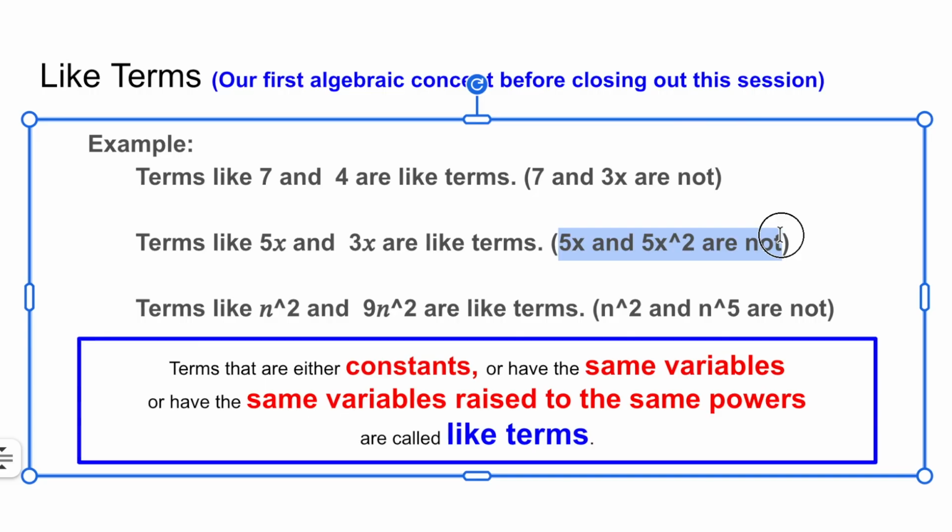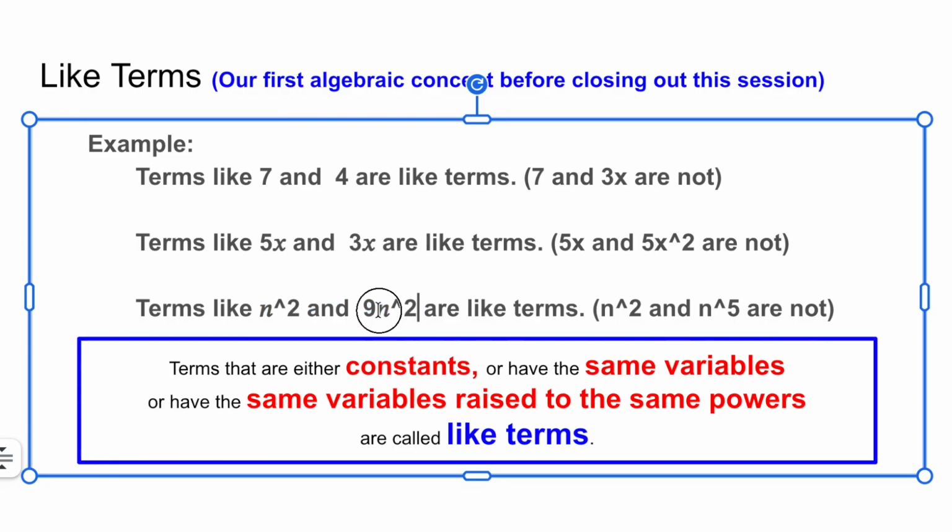Try to understand this. We'll see a lot of examples, don't worry about it. But here you have to clearly understand what are like terms. N raised to the power 2 and n raised to the power 2 are like terms, but n raised to the power 2 and n raised to the power 5 are not like terms. The variable has to be the same, the exponent also has to be the same if they are to be like terms, like this, n raised to the power 2 and n raised to the power 2. This is 1n raised to the power 2 and 9n raised to the power 2.